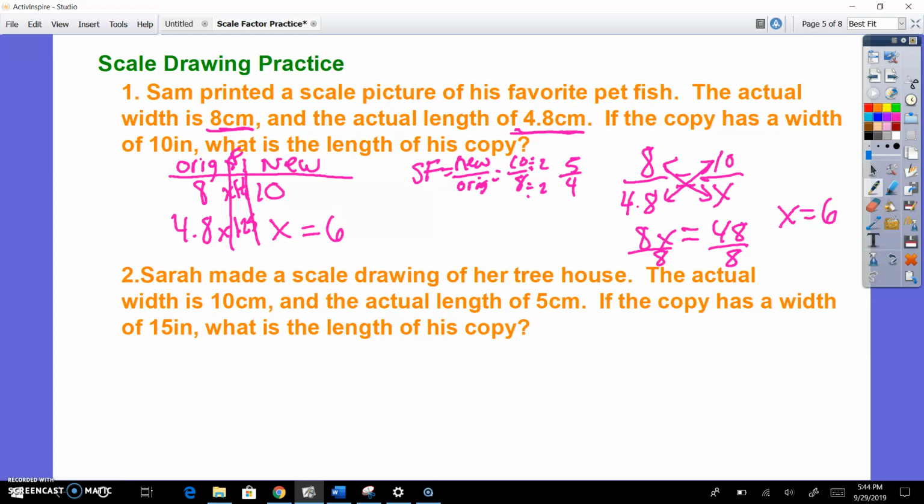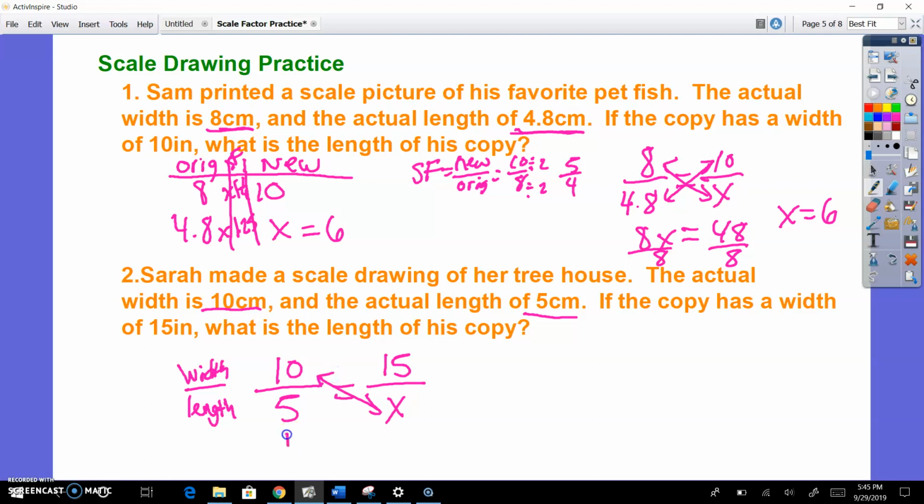Either way. Number 2, Sarah made a scale drawing of her house. The actual width was 10. The actual length was 5. So it's a 10 by 5, so this was the width, and this was the length. The copy has a width, so width goes at the top with the other width. What is the length?